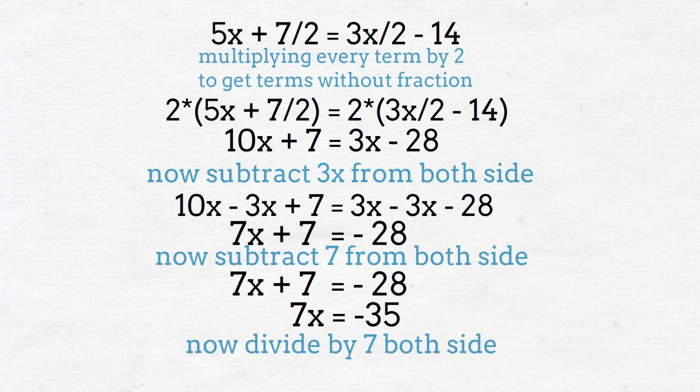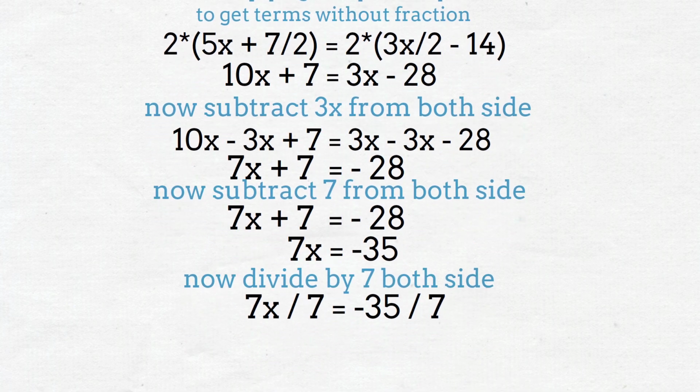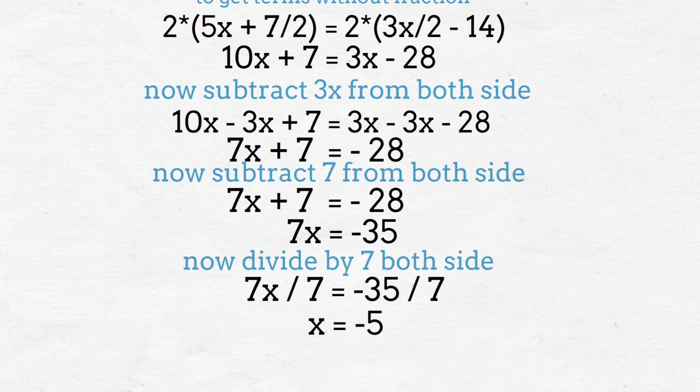7x by 7 equals minus 35 by 7. x equals minus 5. Therefore, the value of x is minus 5.